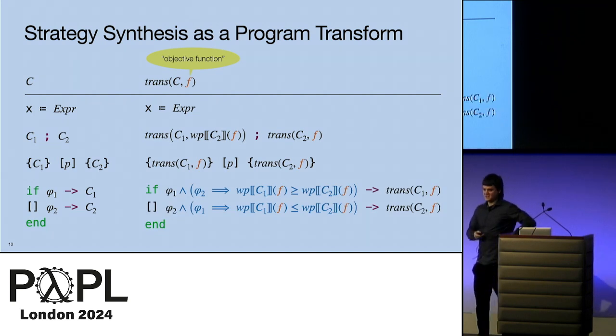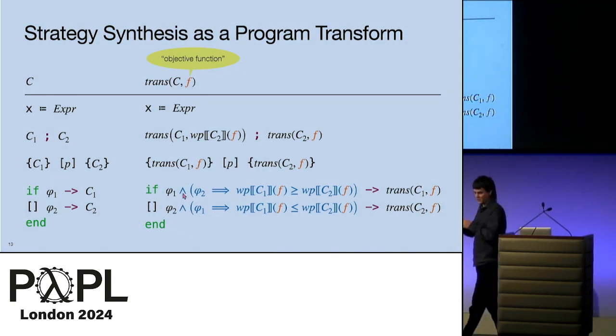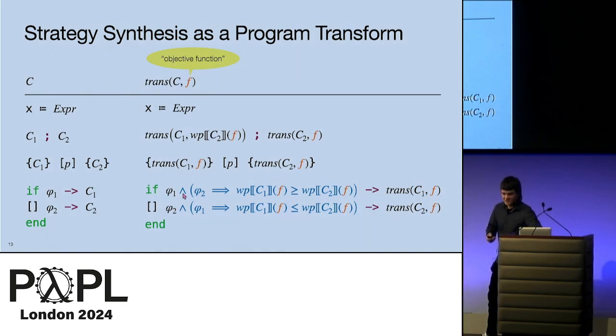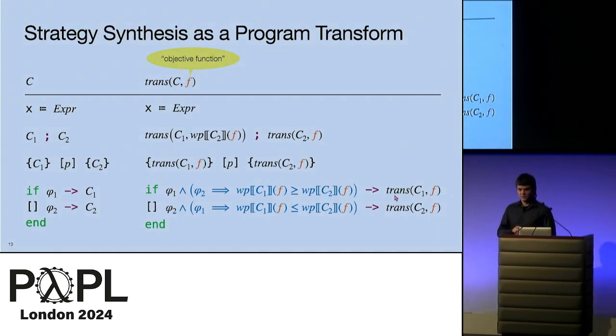And now the most interesting case is the guarded choice construct, where you can clearly see that we make the guards of the choices more restrictive. We add a conjunction, and this is basically what you saw on the previous example. We just compare the WP of the two respective branches. Okay, this is for loop-free programs only. For loops, we will see it in a second.